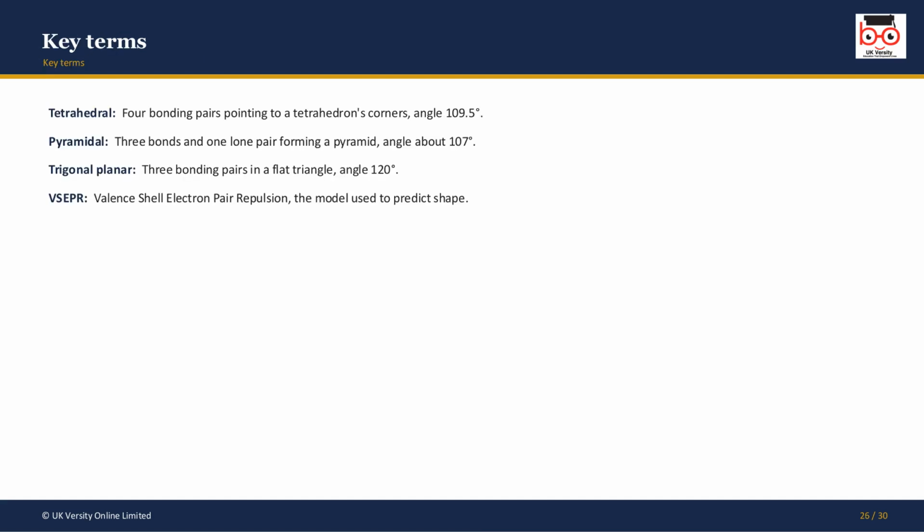A final round of terms. Tetrahedral means 4 bonding pairs pointing to the corners of a tetrahedron at 109.5 degrees. Pyramidal means 3 bonds and 1 lone pair, forming a pyramid at about 107 degrees. Trigonal planar means 3 bonding pairs in a flat triangle at 120 degrees. And VSEPR stands for valence shell electron-pair repulsion, the model we've used throughout to predict shape.